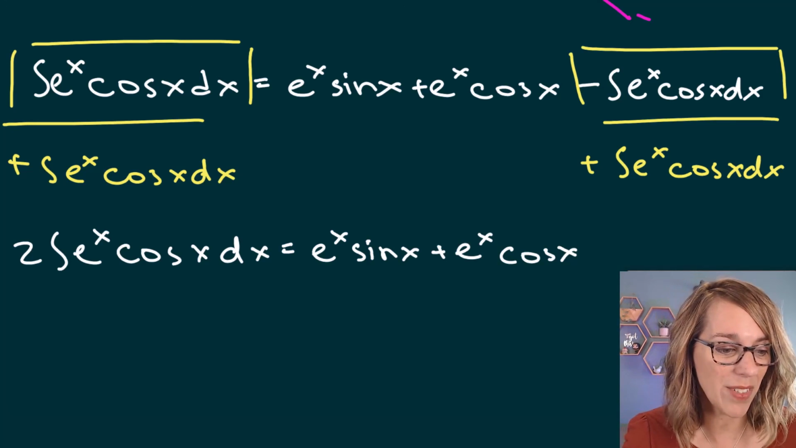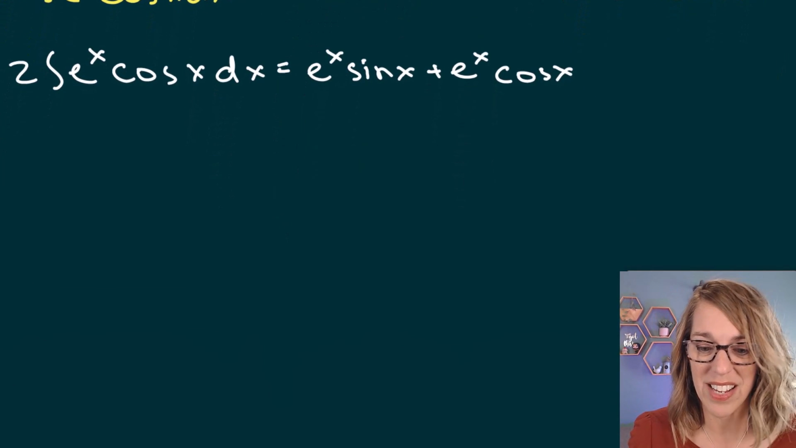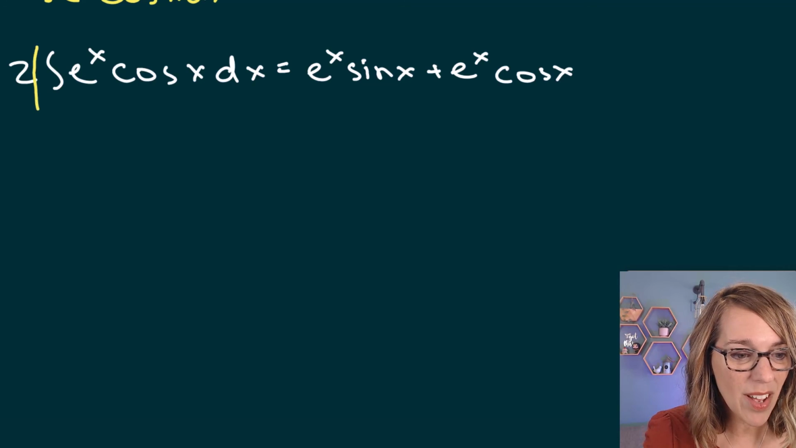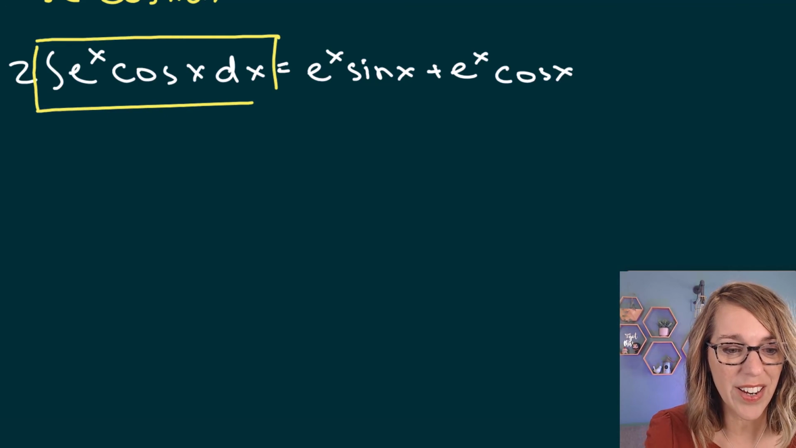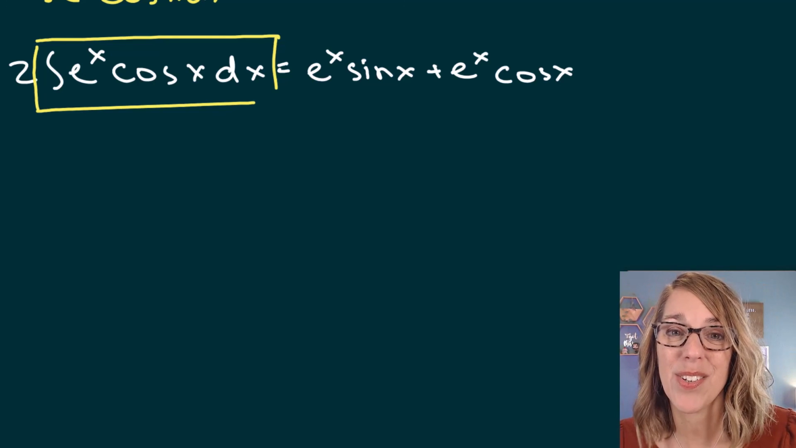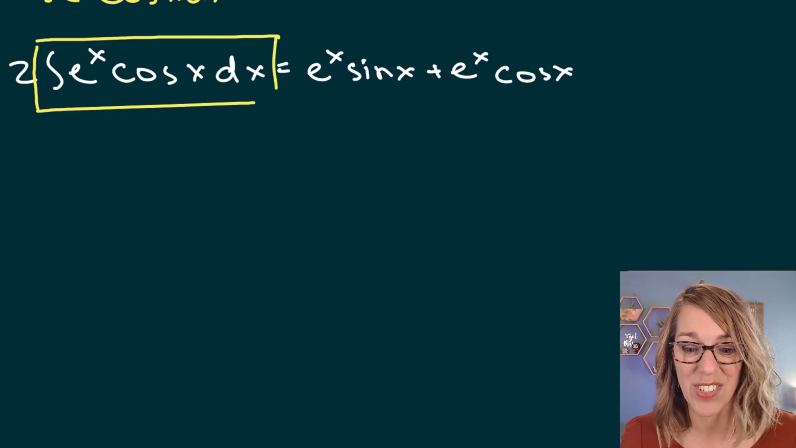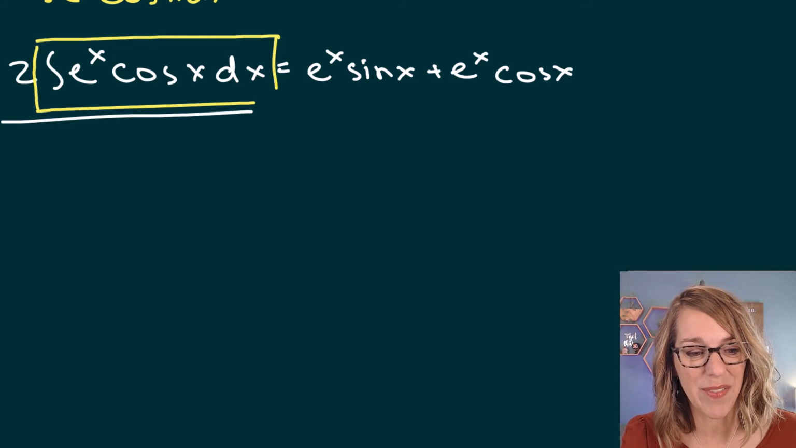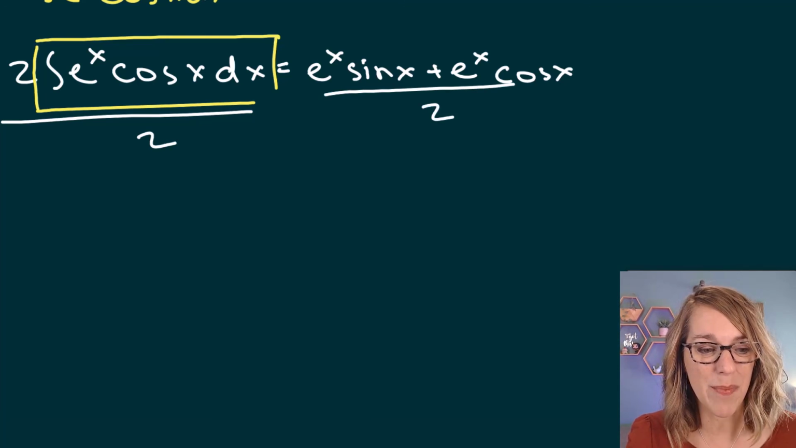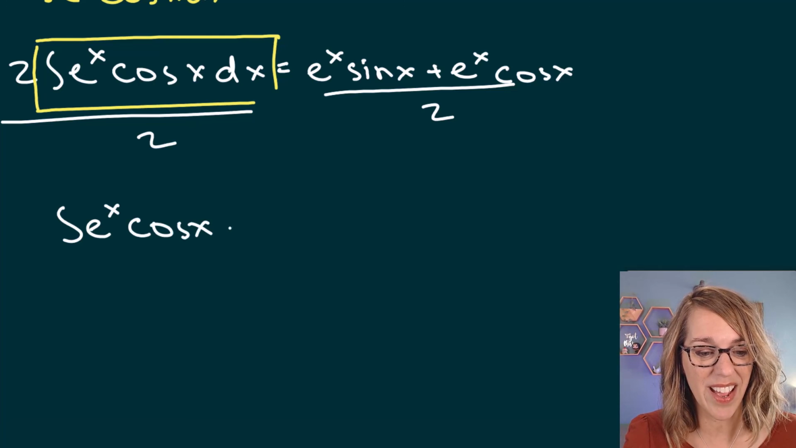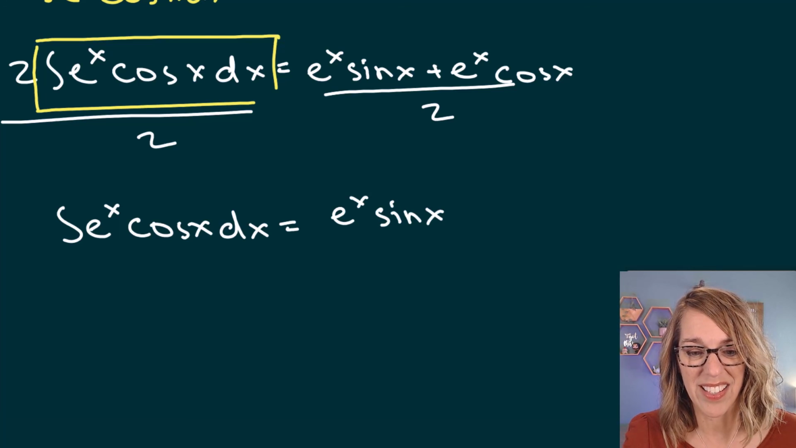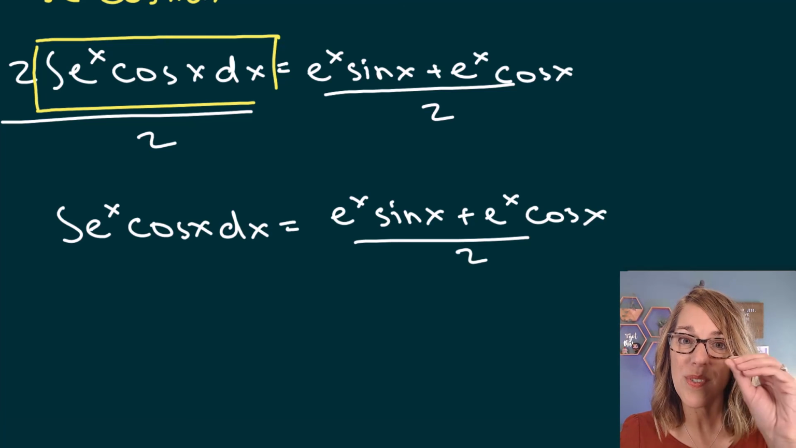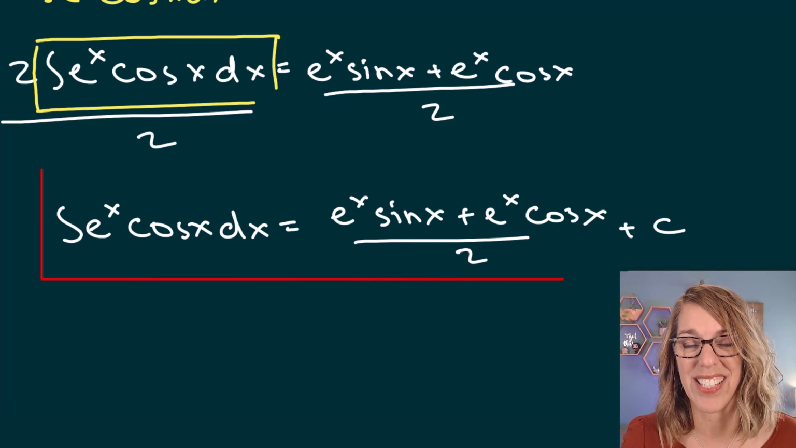Again, there is a plus c floating around here, but I'm going to go ahead and put that on in the very end. And I am solving for this integral right here. I almost have the answer. All I've got to do is to divide everybody by a 2. So I'm going to go ahead and divide everything over here by a 2 and everything over here by a 2. That leaves me with the integral that I was looking for, e to the x cosine x dx is equal to e to the x sine x plus e to the x cosine of x, all divided by 2. Don't forget your plus c.